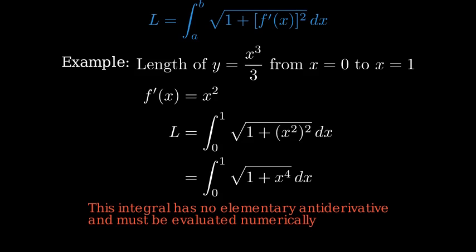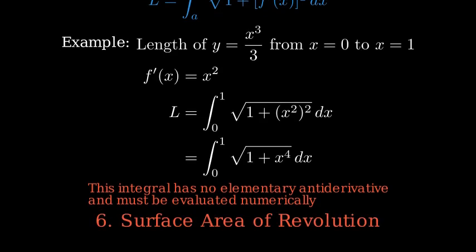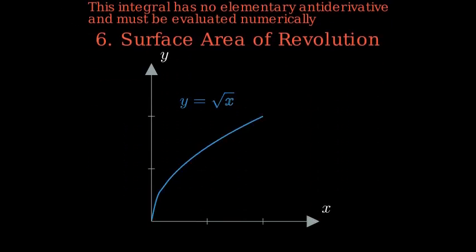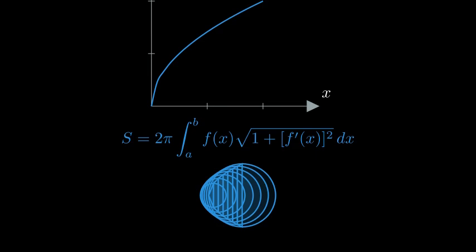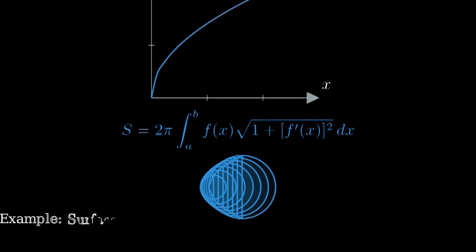Our sixth application is calculating the surface area of a solid of revolution. When we rotate a curve y equals f of x around the x-axis, we generate a surface. The area of this surface can be found using integration. The formula for the surface area is 2 pi times the integral from a to b of f of x times the square root of 1 plus the square of the derivative of f of x dx. Here, f of x represents the radius at each point, and the square root term accounts for the arc length element. Let's look at an example.